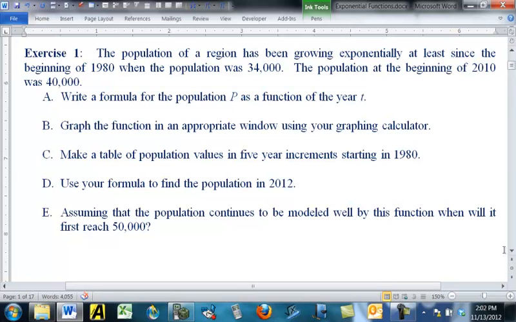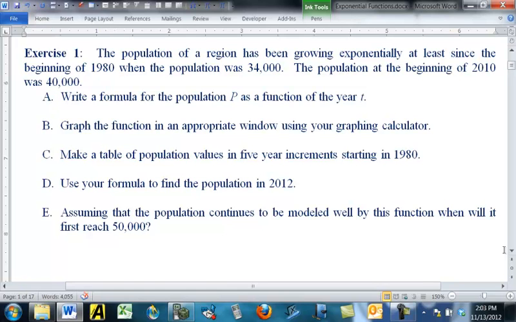The population of a region has been growing exponentially at least since the beginning of 1980, when the population was 34,000. The population at the beginning of 2010 was 40,000. Write a formula for the population P as a function of the year T. Graph the function in an appropriate window using your graphing calculator. Make a table of population values in 5-year increments starting in 1980, and again you can use your calculator for that. Use your formula to find the population in 2012, and assuming that the population continues to be modeled well by this function, when will it first reach 50,000?